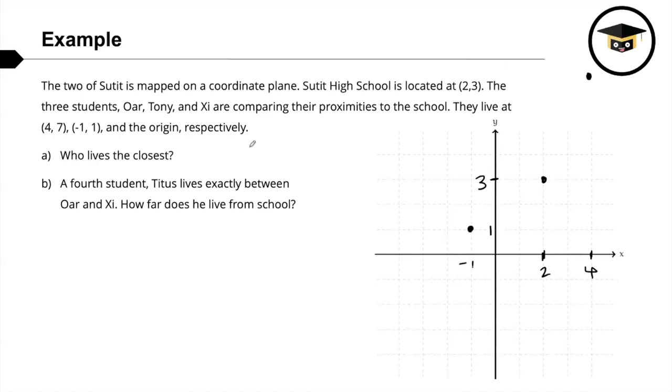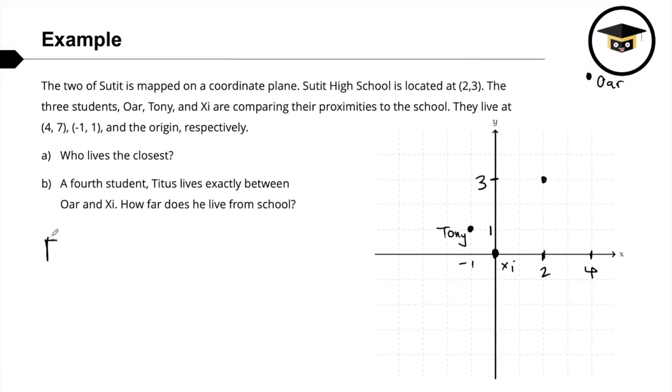And the origin respectively. So that's going to be this one here. So this is going to be Or, this is going to be Tony, and this is going to be Z. So who lives the closest? Well, it's pretty obvious that it's not going to be Or, but we can do the maths. So we can figure out the distance from each one to that point. So let's do Tony first.